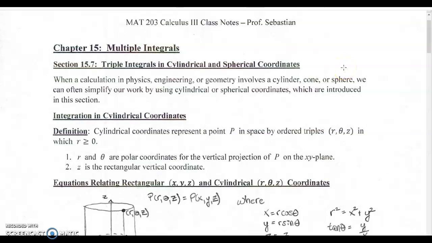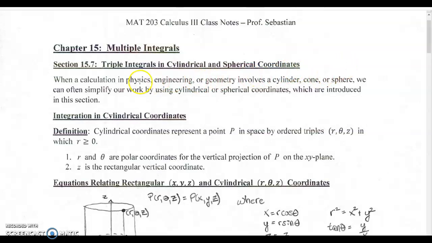Okay, everyone, welcome back to our Calculus 3 class notes. We're now moving into section 15.7. We're still talking about triple integrals in our chapter on multiple integrals, but now we're going to talk about evaluating triple integrals by using other coordinate systems which make evaluating some integrals easier. And these coordinate systems we're going to use are cylindrical and spherical coordinates.